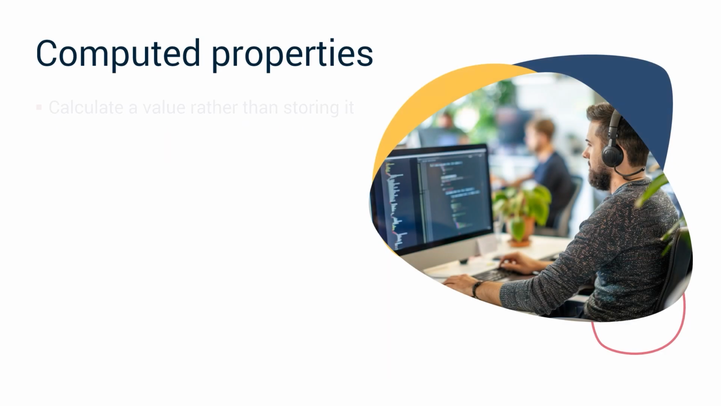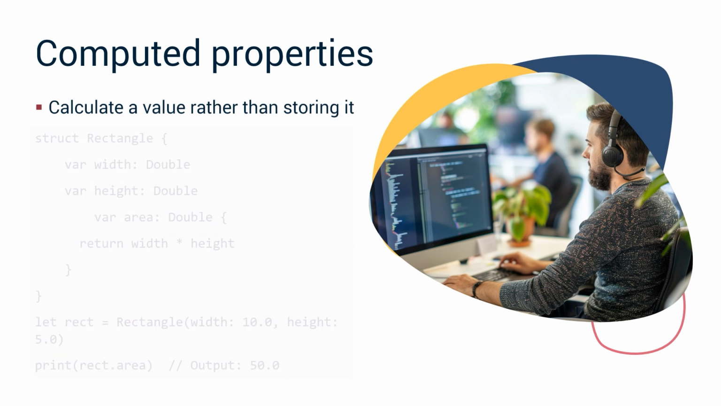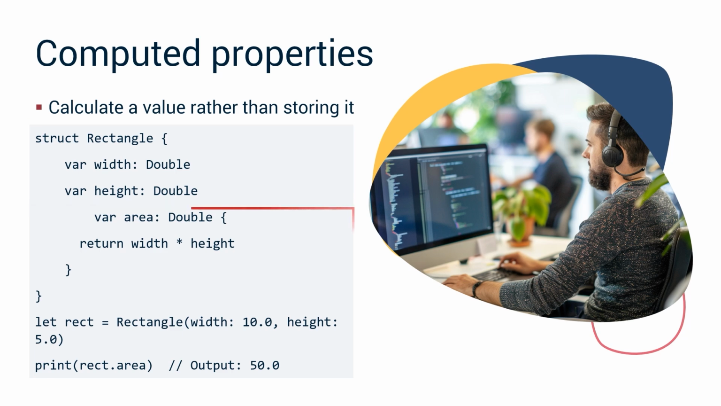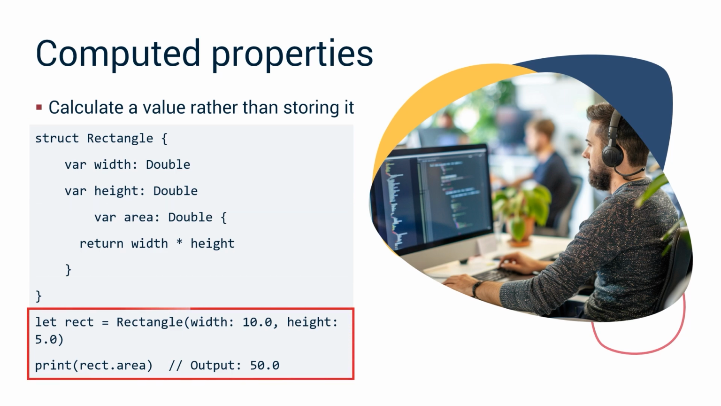On the other hand, computed properties calculate a value rather than storing it. In this example, rectangle is a struct with two stored properties, width and height, and one computed property, area. When you create a rectangle with a width of 10 and height of 5, rect.area computes the area as 10 multiplied by 5 and prints the output 50.